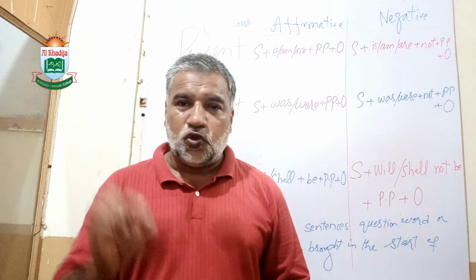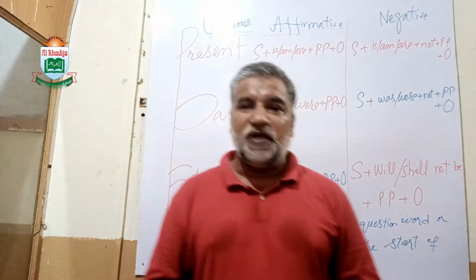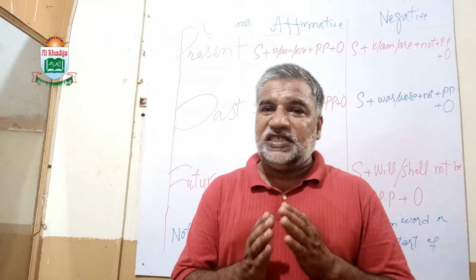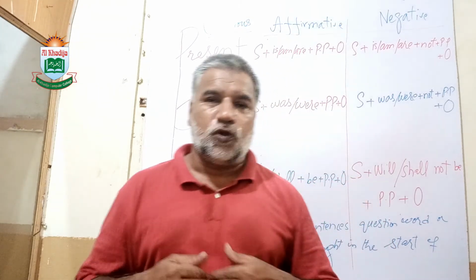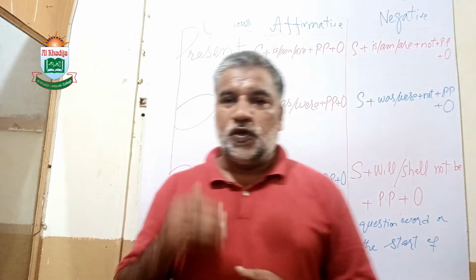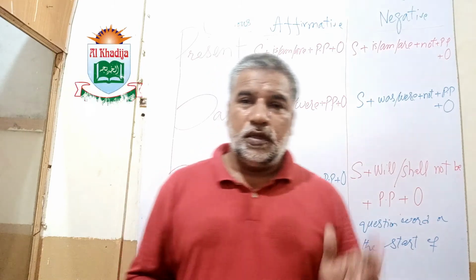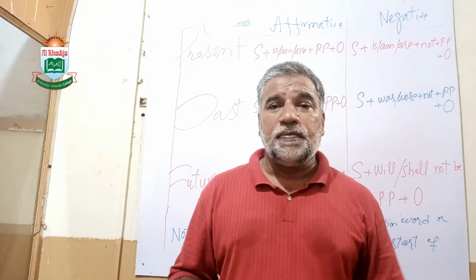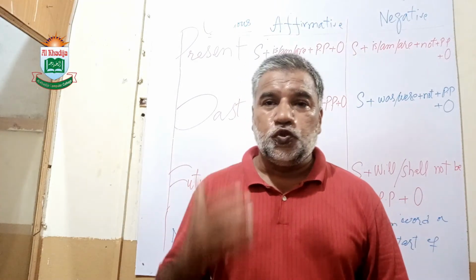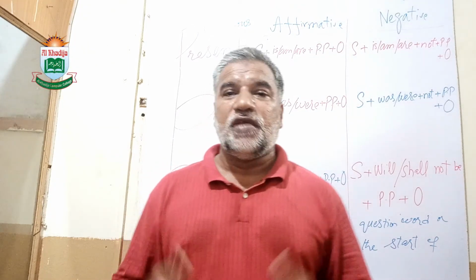So I would like to throw some light at the end on present participle. Present participle we say when we attach ing with the first form of verb, so we call it present participle. Like go, going; play, playing; read, reading; come, coming. So all are present participle. So we use present participle in present continuous, past continuous, and future continuous.